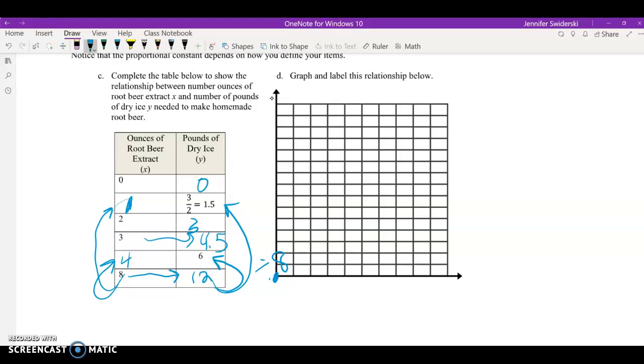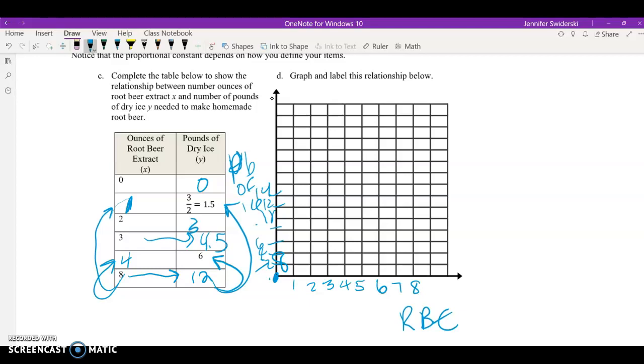My x is going to be root beer. So I'm going to go ahead and label this. I'd have 1, 2, 3, 4, 5, 6, 7, and 8. And then my pounds of dry ice. Oh, that's bad. Sorry. Pounds of dry ice. Go ahead and label it. I'm going to go up by 2s: 2, 4, 6, 8, 10, 12, 14.